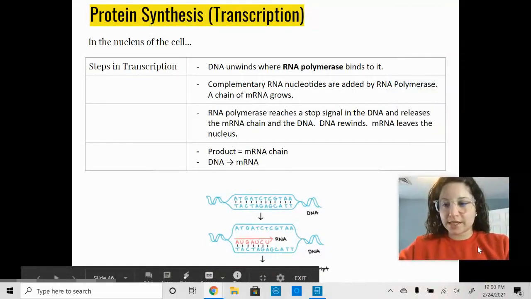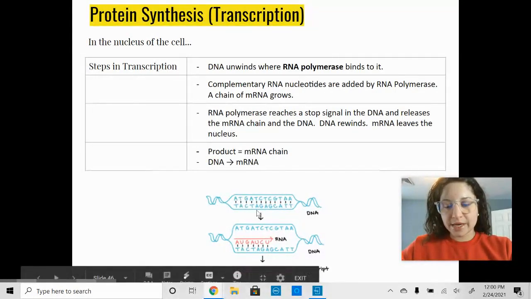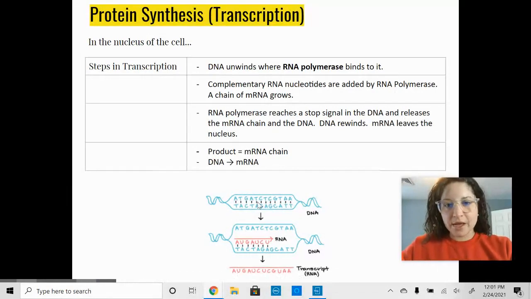So let's look at the quick steps in transcription, and then you are going to practice doing the actual transcribing. So for transcription, we are looking at DNA. It is located inside the nucleus of the cell. And basically, the DNA is going to unwind itself, kind of like what you're seeing here. So we have our wound up DNA. It is unwound right here, so we can see our A's, T's, C's, and G's and what they pair with.